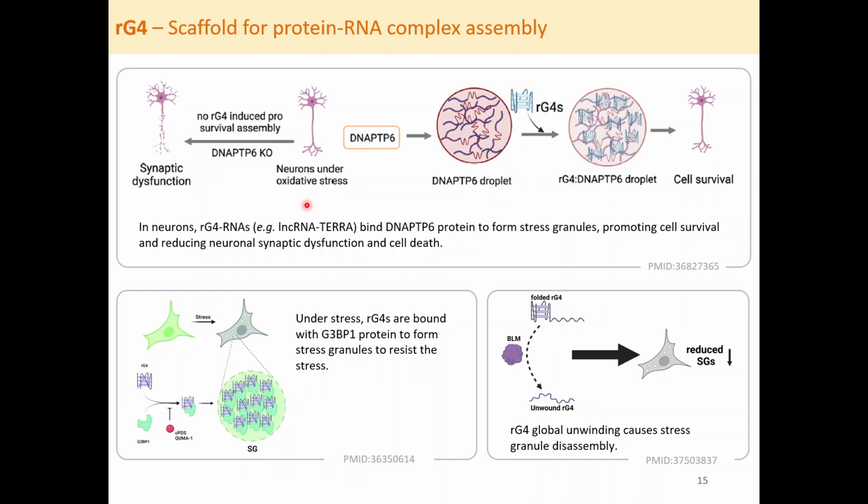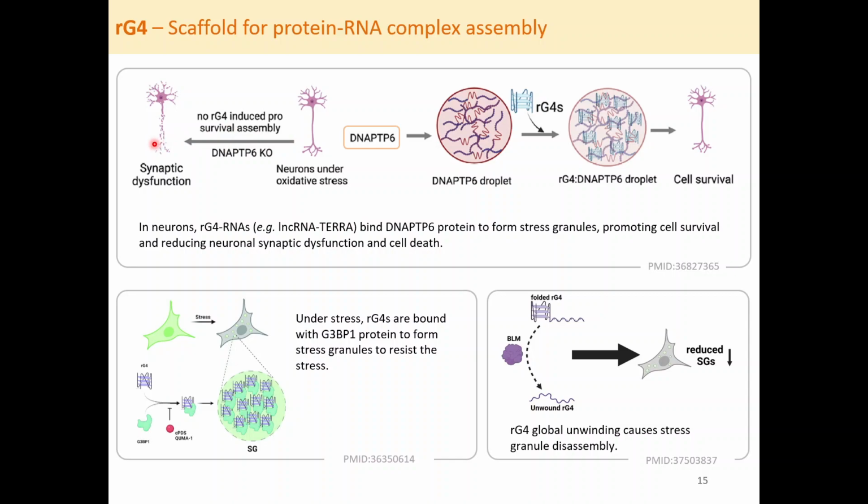In neuronal cells under oxidative stress, the PTP6 protein binds rG4 RNAs with high affinity to coordinate the assembly of stress granules, which promote cell survival and reduce neuronal synaptic dysfunction and cell death. Without these rG4s, the assembly of prosurvival complexes is missing, resulting in synaptic dysfunction.